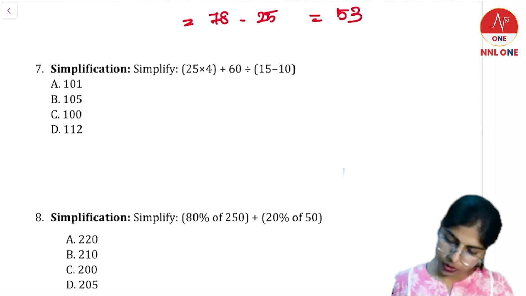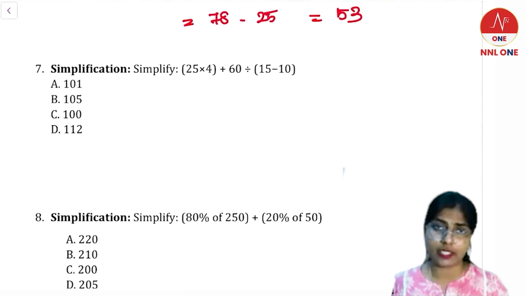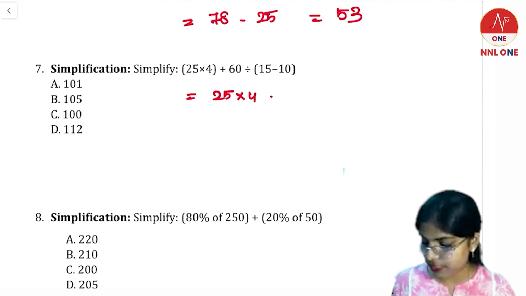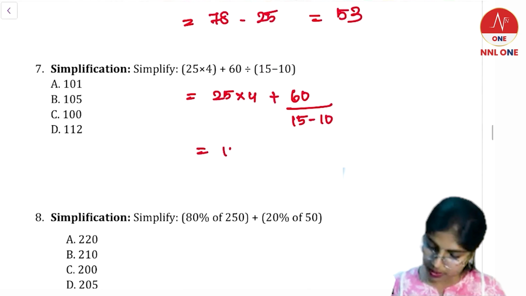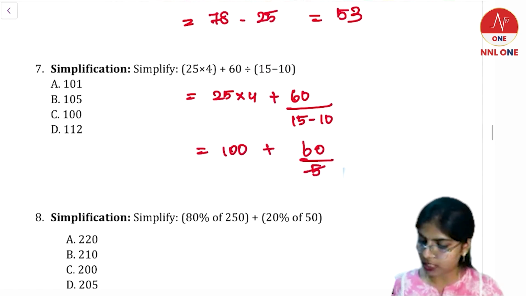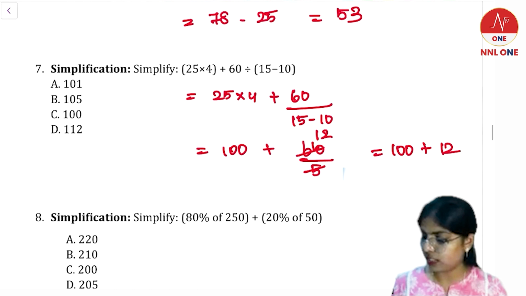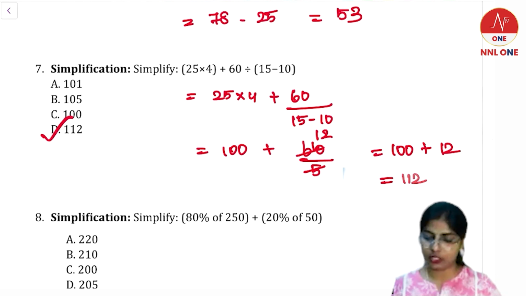Next, 25 into 4 plus 60 divided by 15 minus 10. What is 25 into 4? It is 100. 100 plus 60 divided by 15 minus 10, which is 5. 5 we can cancel. 5 ones are 5, 5 into 2 is 10. So 100 plus 12. The answer is 112. Option B is your correct answer.